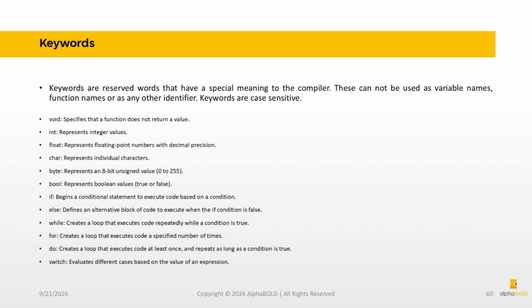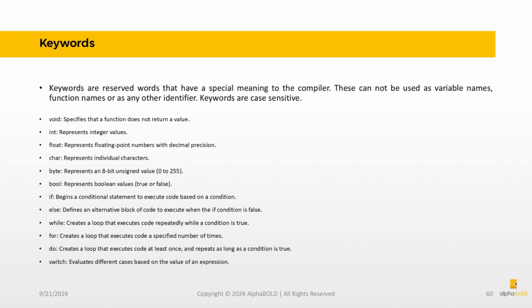Bool represents Boolean values, true or false. If begins a conditional statement to execute code based on a condition. Else defines an alternative block of code to execute when the if condition is false. While creates a loop that executes code repeatedly while a condition is true.